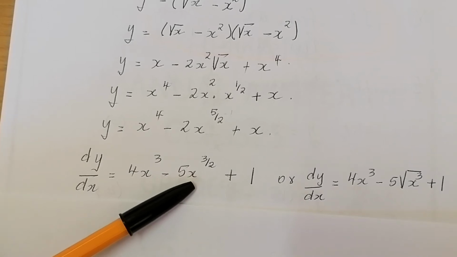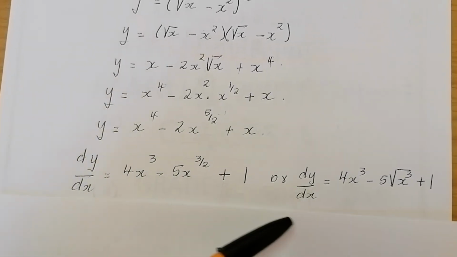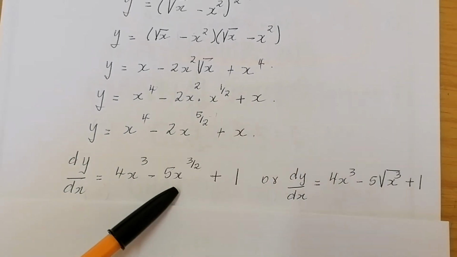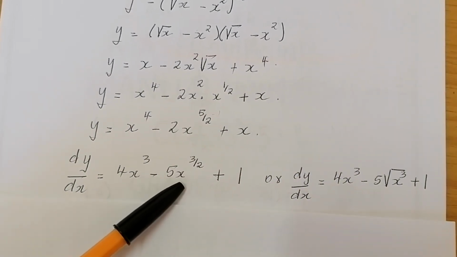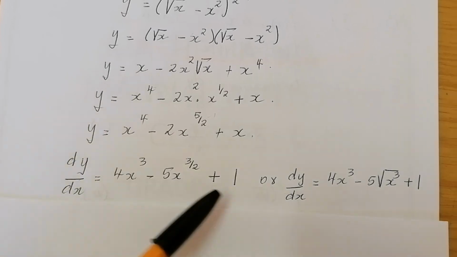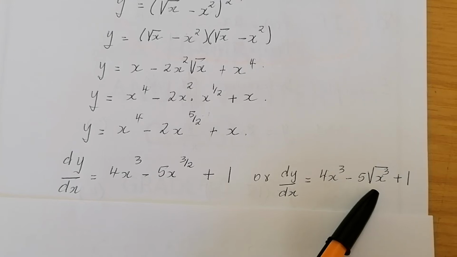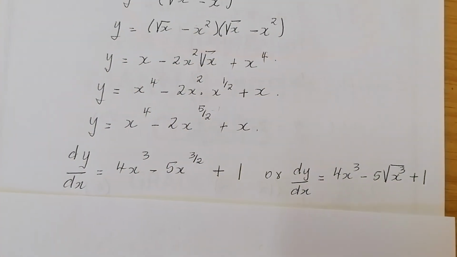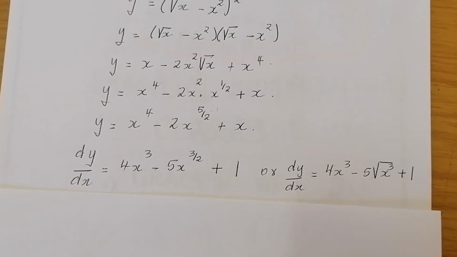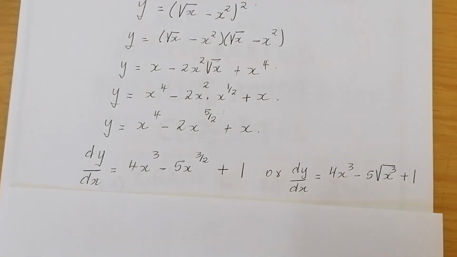Now, I can write x to power 3 halves in a surd form. This answer and this answer exactly mean the same thing. I can write this as 5 square root x to power 3, which is that. But now, each one of them is acceptable. Don't worry about changing from this to that or changing from this to that in the final answer, because each one of them is acceptable. We have differentiated the given function with respect to the variable x.